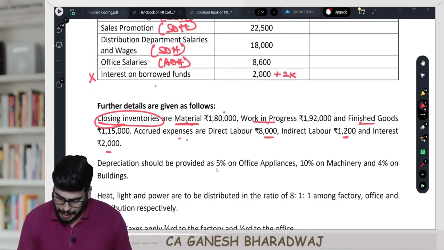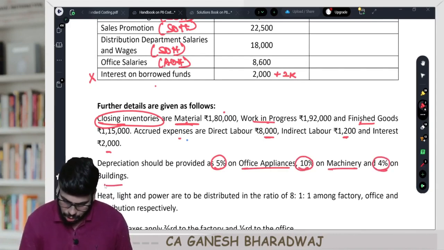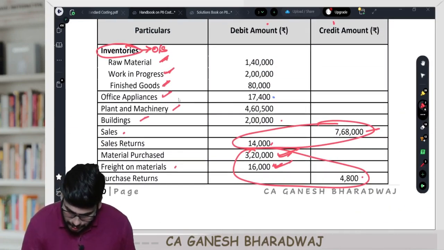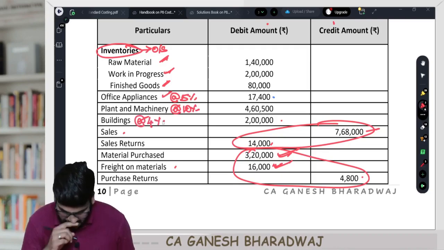Depreciation should be provided as 5% on office appliance, 10% on machinery, and 4% on buildings. So 5, 10, and 4. Look at this. So here it's going to be at the rate of 5%, at the rate of 10%, at the rate of 4%. Clear with this, guys?